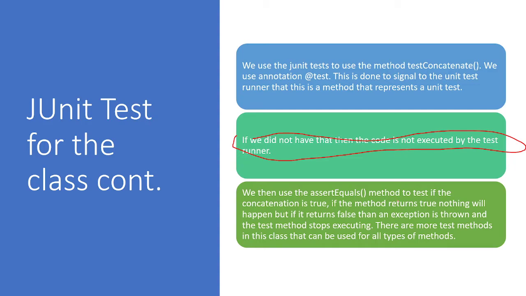When we use the assertEquals method to test if the concatenation is true, if the method returns true, nothing will happen, which is exactly what we want. But if it returns false and an exception is thrown, the test method stops executing. There are more test methods in this class that can be used for all types of methods.